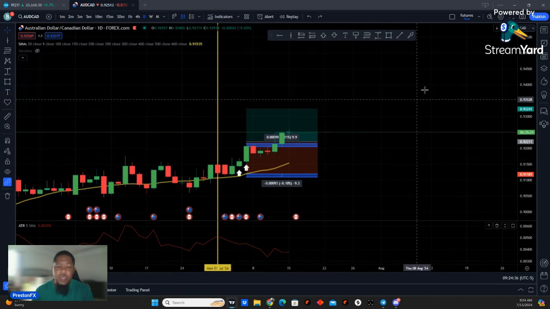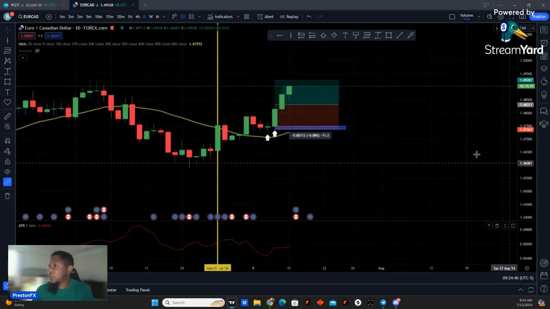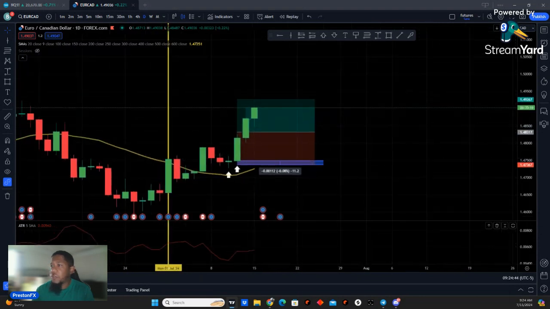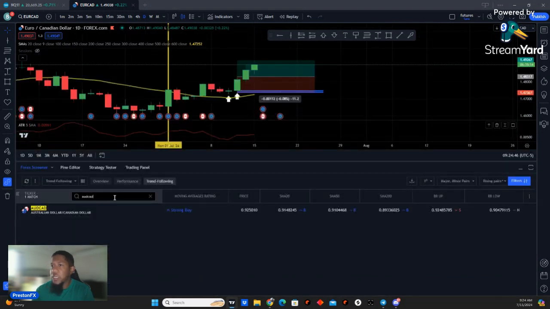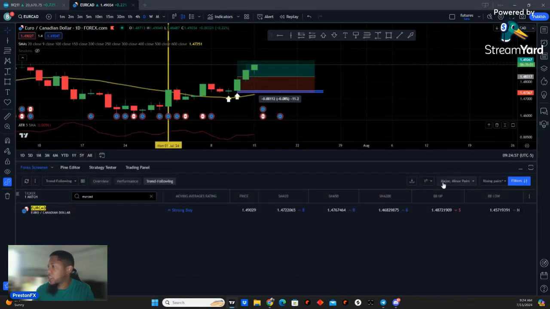That's AUD/CAD, where we had 38 pips in profit. I took this buy here as well. Let's go back to the forex screener, and you're looking at EUR/CAD. As you can see, this month the CAD has been pretty weak. On the monthly time frame, we're looking at strong buy, weekly strong buy, daily strong buy.